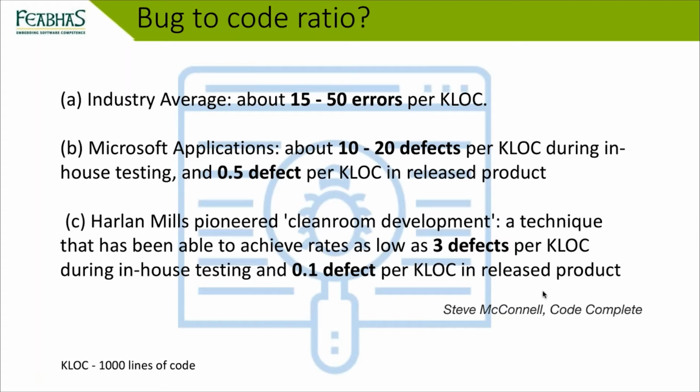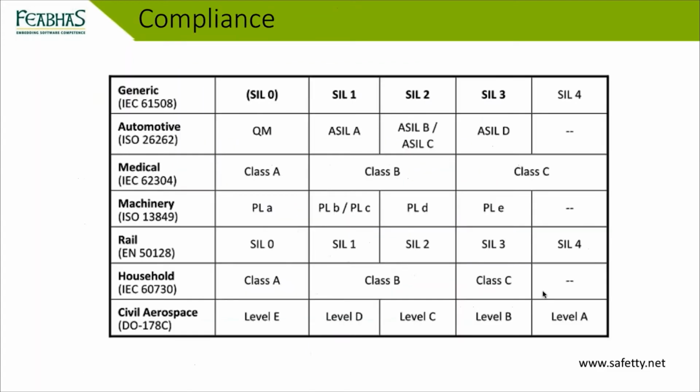Harlan Mills, they pioneered this concept of clean room development. And with this technique, they've documented they got down to 3 defects per 1,000 lines of code during in-house testing, and managed to get down to 0.1 defects per 1,000 lines in a released product. And that's still not insignificant when we can be talking of a million lines of code.